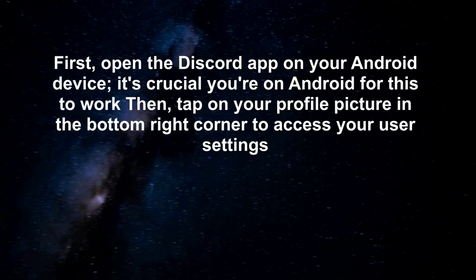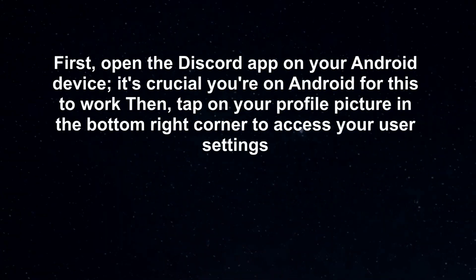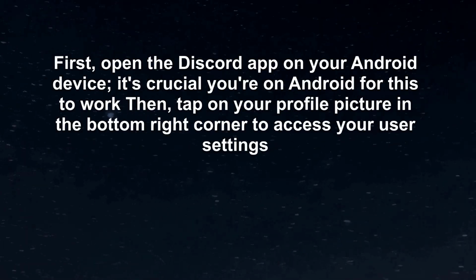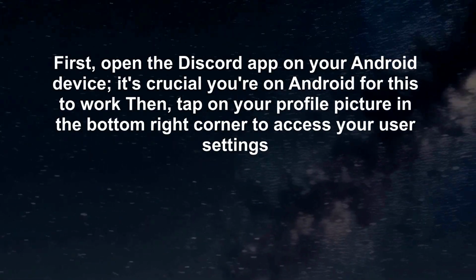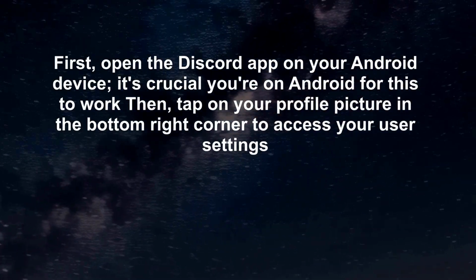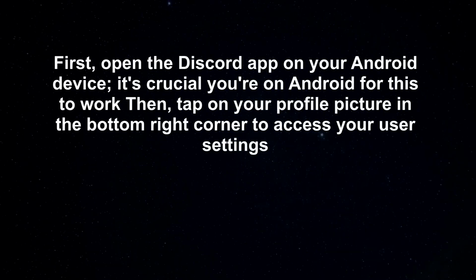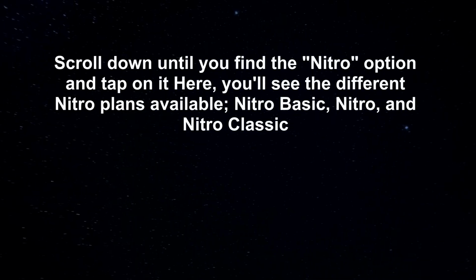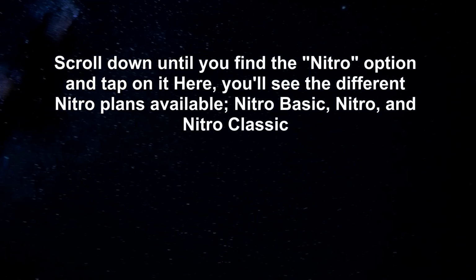First, open the Discord app on your Android device. It's crucial you're on Android for this to work. Tap on your profile picture in the bottom right corner to access your user settings. Scroll down until you find the Nitro option and tap on it.